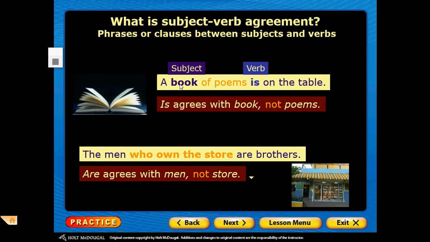So for the second example: the men who own the store are brothers. Who are we talking about? Are we talking about the stores? The stores are brothers? No. We're talking about the men. How many men? More than one. So that's why the verb here is are. Subject, verb. What type of verb?